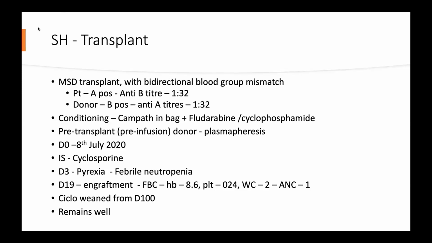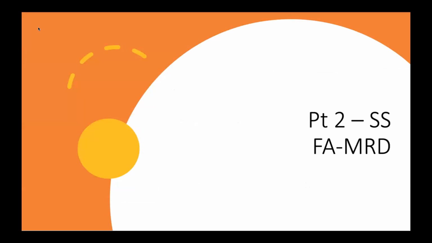His immunosuppression was with cyclosporin. In terms of his course, relatively uncomplicated. He had a febrile neutropenia on day 3, but by day 19, he had engrafted, and his cyclo was weaned from day 100. He actually remains well to this day. So that was our first patient.